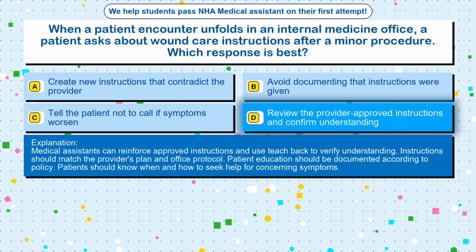Medical assistants can reinforce approved instructions and use teach-back to verify understanding. Instructions should match the provider's plan and office protocol. Patient education should be documented according to policy. Patients should know when and how to seek help for concerning symptoms.